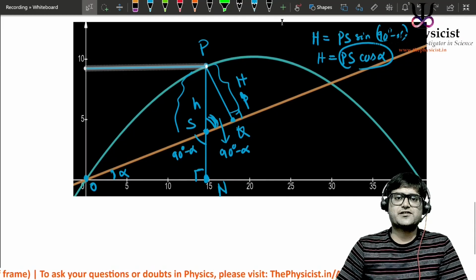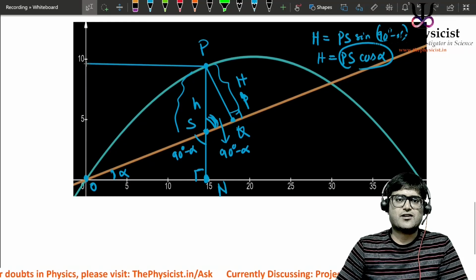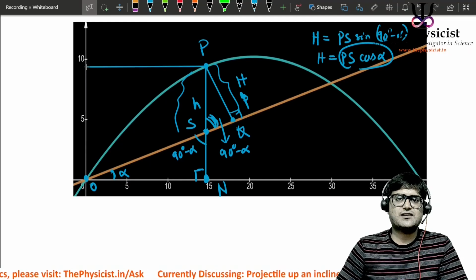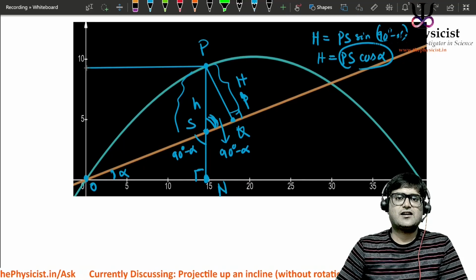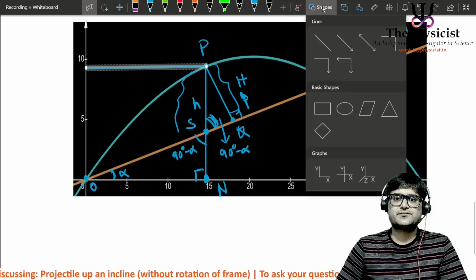it's simply the difference in the Y coordinates of the projectile and the corresponding point on the incline.